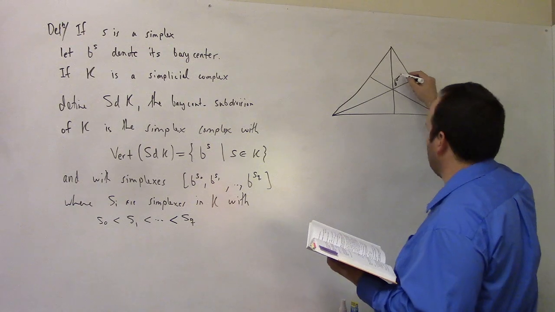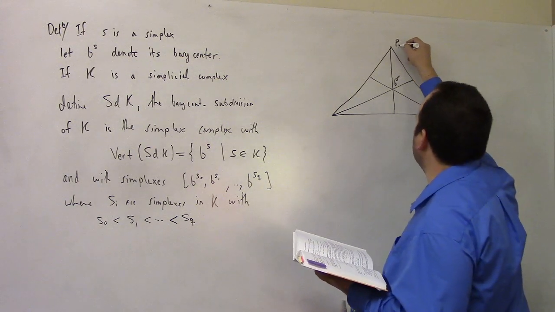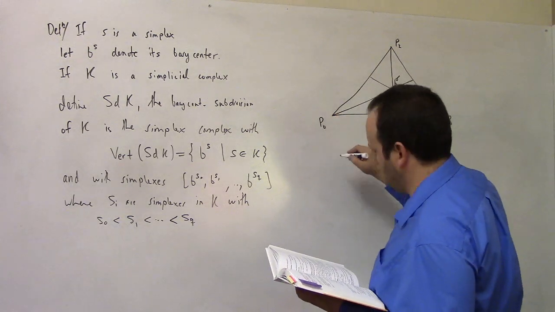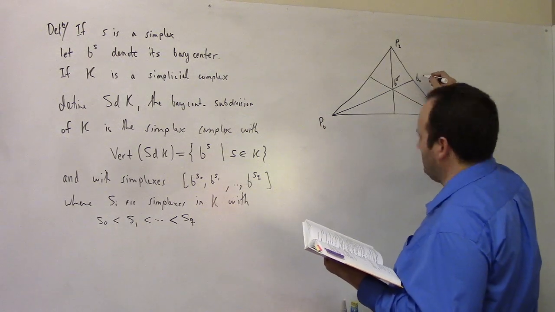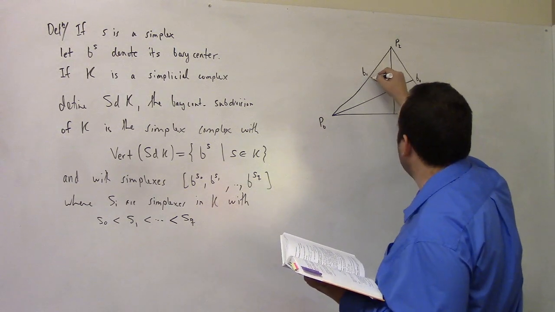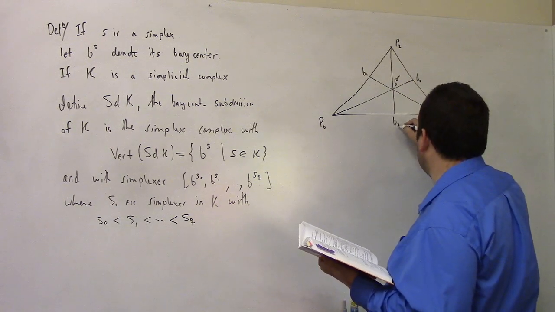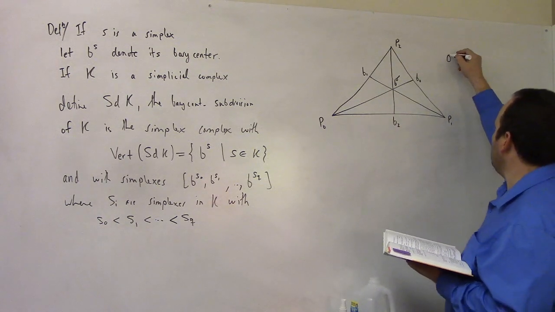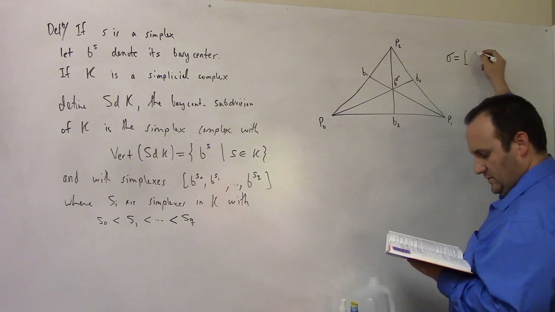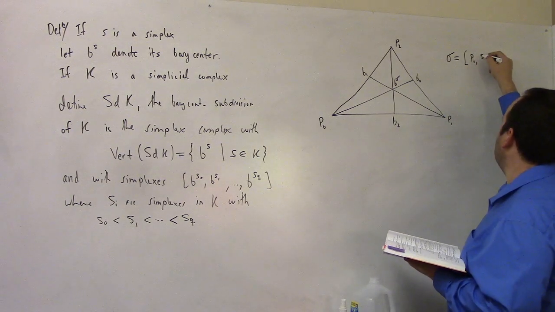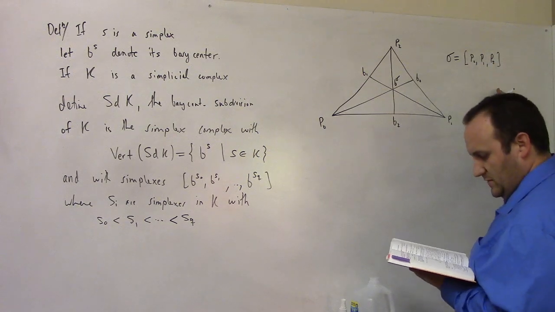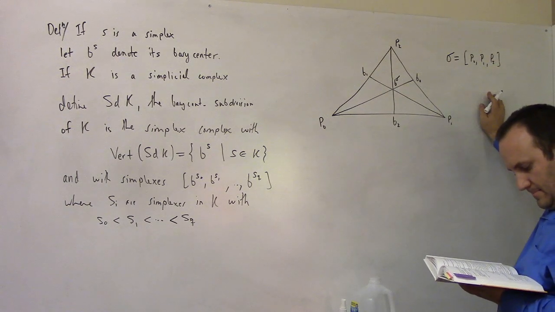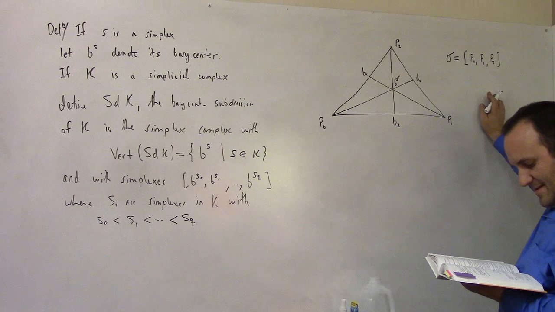So this is B sigma. P2, what's this picture mean? P1, P0, B0, B1, B2. What are we looking at here? So sigma is P0, P1, P2. What's that? It's just a two simplex, right? That's a two simplex. I feel like this is a boring example of a simplicial complex.